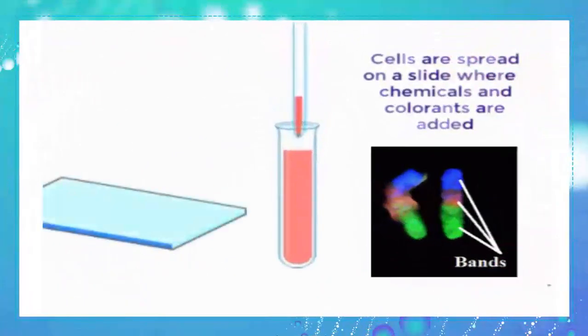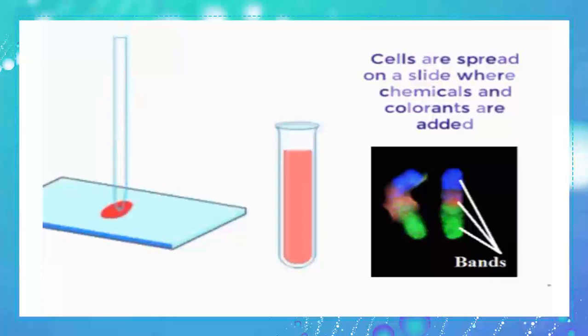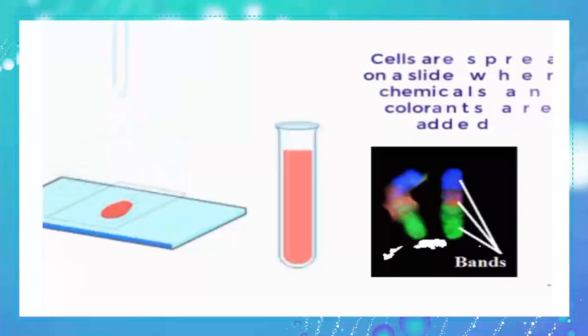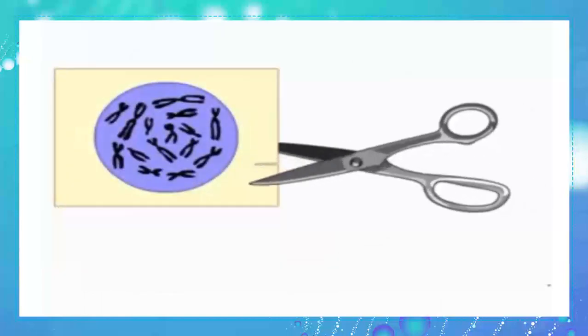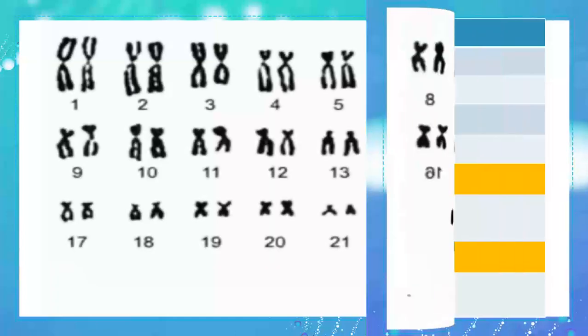Now for our final steps, those cells are spread on a slide and certain chemicals and colorants are added. The colorants allow the banding of chromosomes, as you can see in the image. Then this slide is observed under the microscope and photographed in order to get an image of the chromosomes. The image is then cut to separate each chromosome and to get a final karyotype.